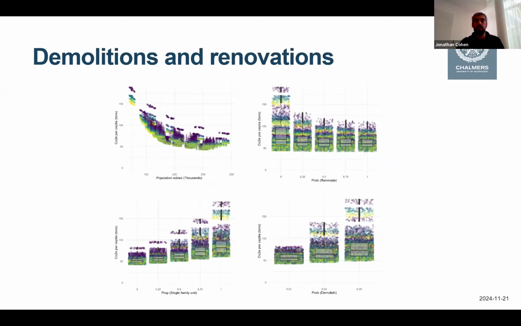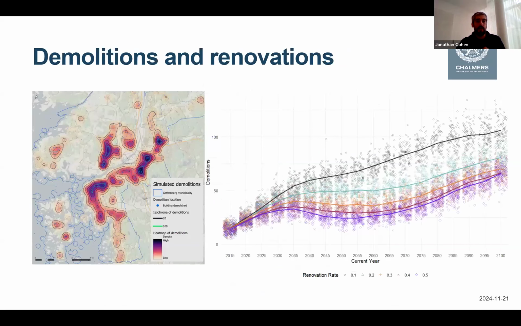But what is novel about our technique and our method is that we can start to map the results into specific locations because we have all the buildings of Gothenburg. So this gives us a possibility of understanding where demolitions are going to happen and where the material availability will become available and what type.